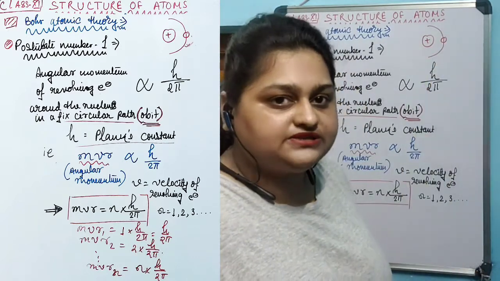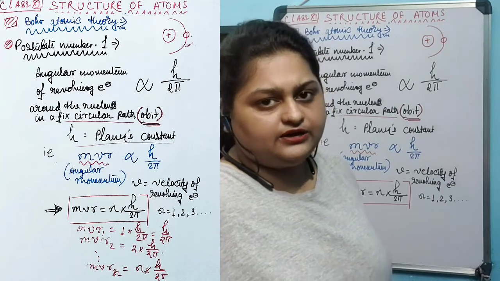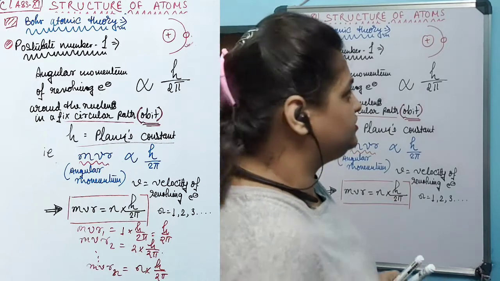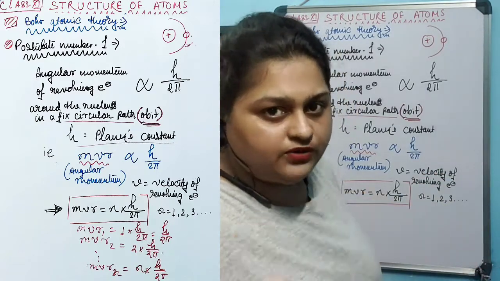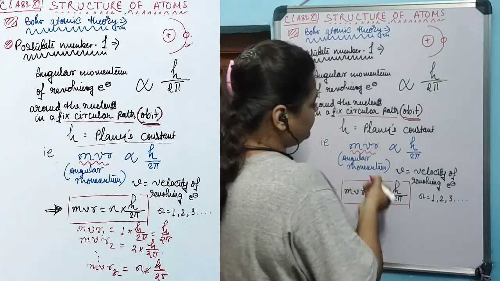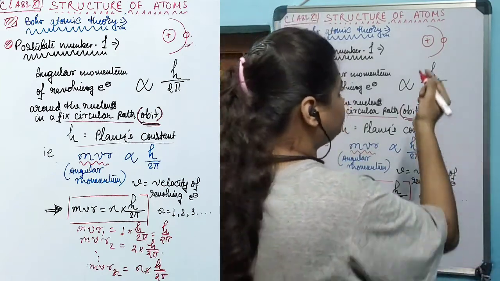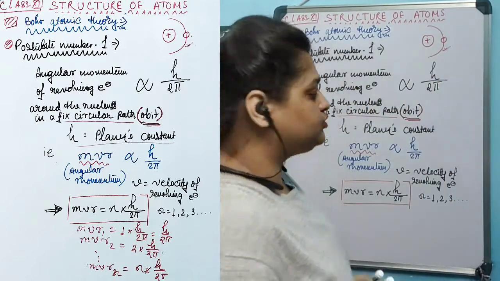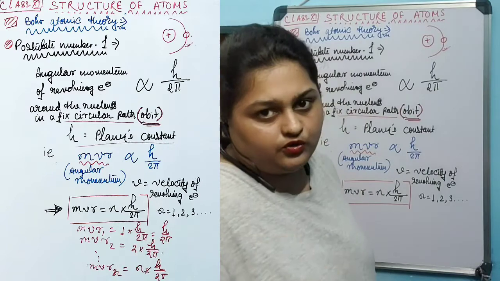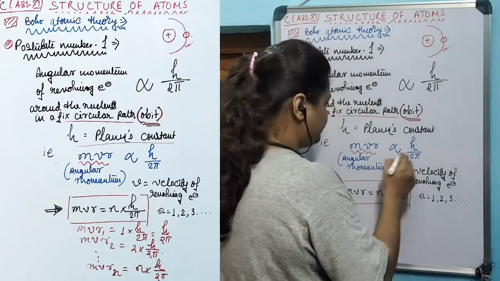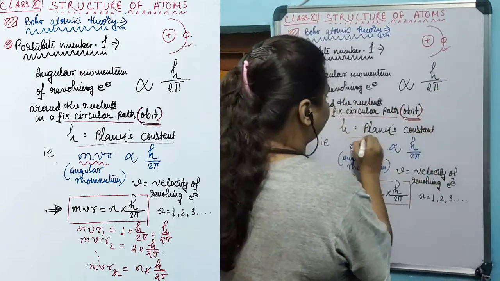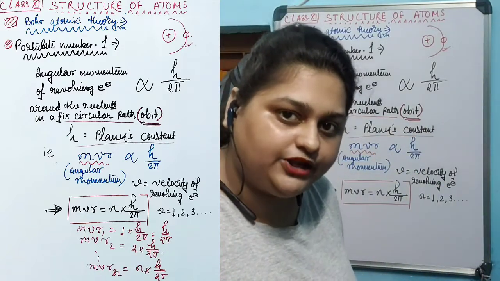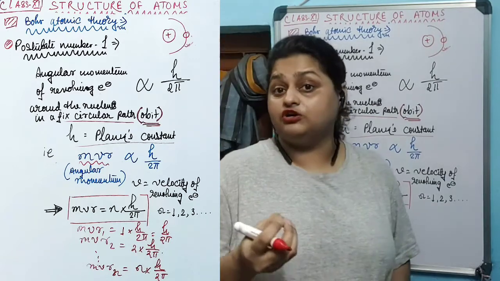Now, angular momentum is nothing but the energy that a revolving particle needs for revolution around a point. So mvr, the angular momentum of the revolving electron in this specific circular path, is directly proportional to h by 2 pi. Now, h is Planck's constant. It is a constant value. Pi is also a constant value. So h by 2 pi itself is a constant value.